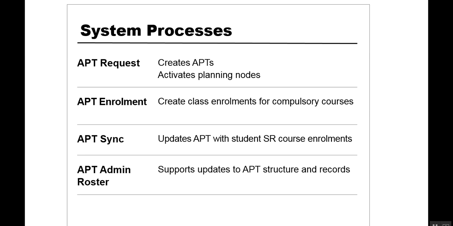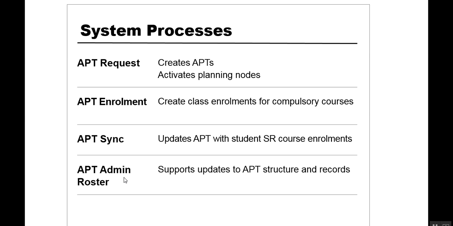APT enrollment creates class enrollments for compulsory courses. So a student has their APT down to do these five compulsory courses. APT enrollment will look at those and then go and enroll the student on the relevant classes for those compulsory courses in the right year. APT Sync updates the student's APT with their student records course enrollment. So the classes they've enrolled on, it will bring that information back into the APT.